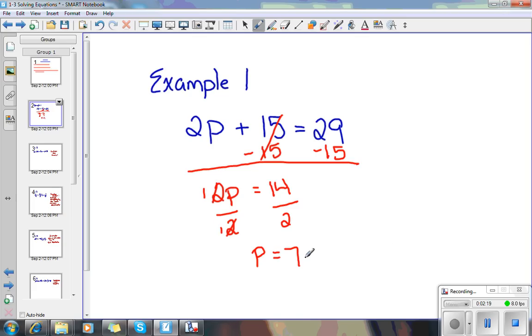Now I'm not going to require that you check your answers, but remember you can always verify. Plug the 7 back up here for p. 2 times 7 is 14. 14 plus 15 is 29. So when you solve an equation, you can always check it and know whether or not your answer is correct.